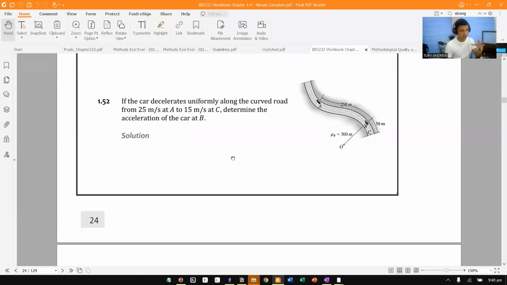Okay, so meron kang curve, curve, curve. So natawag mo, so A, then sa B, and then sa C. From given A to C, from 25 to 15. Pero ang question niya, in between sila, which is point B, which may given na lang radius of curvature. Let's do this.